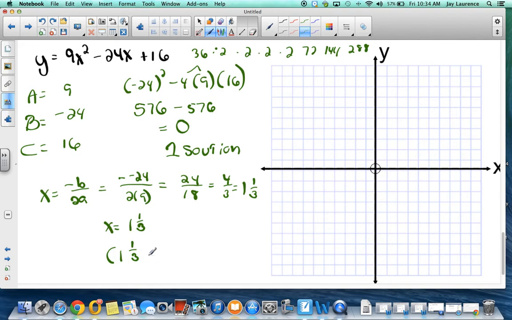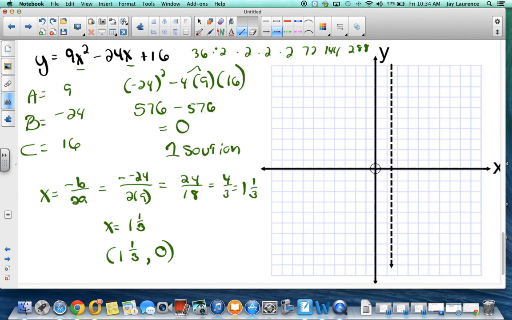Now, because there's only one solution, the vertex is sitting on the x-axis. I know the y-coordinate. I don't have to go and plug it in. You can plug it in if you want here, but it's a lot of extra work because it's going to be 0. It's sitting on the x-axis. So let me show my axis of symmetry at 1 1/3, right about there. And then let's see here. 1 1/3, 0. So there is that. It's opening upward because 9 is positive. A is positive, right? Okay, I should label that 1 1/3.